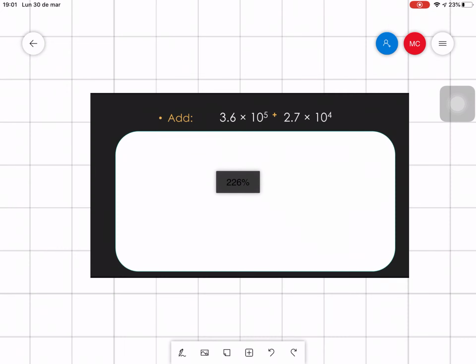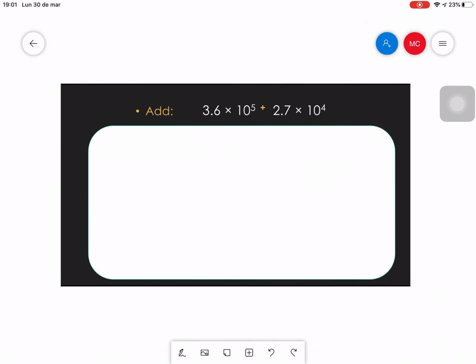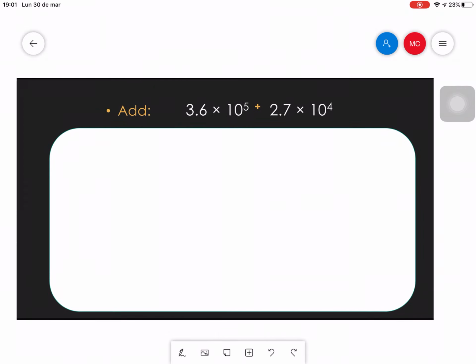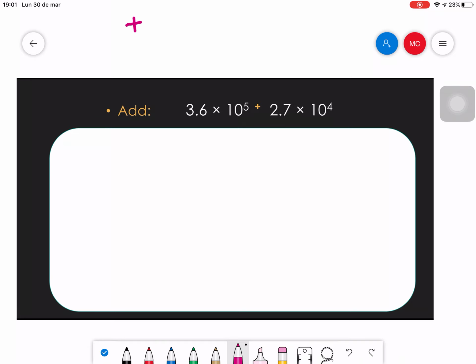Let's see. It is 3.6 times 10 to the 5th power plus 2.7 times 10 to the 4th power. Again, I rewrite my rule. Remember the rule for adding and subtracting was, if I want to make a number bigger, I'm going to move to the left. If I want to make a number smaller, I'm going to move to the right, okay?